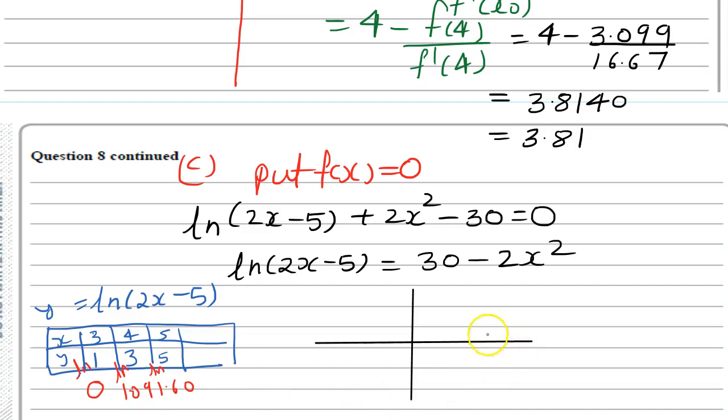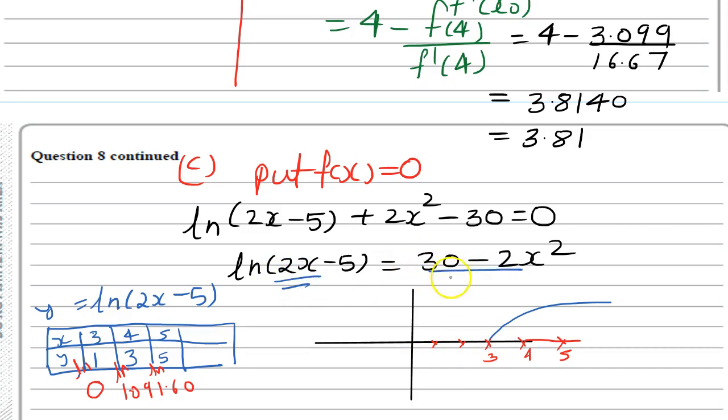Okay, so if we plot it, suppose this is 1, this is 2, this is 3, and then this is 4, and then let me draw this, and this is 5. So if we plot it, then our graph comes like this. It is starting from here and it is going like this. This is the graph for this one.